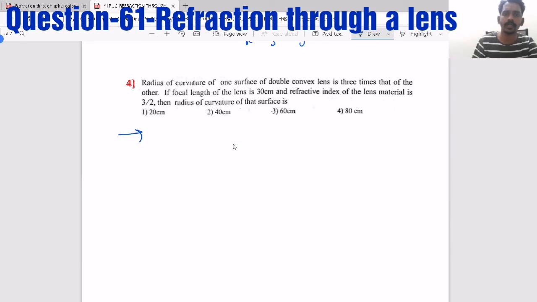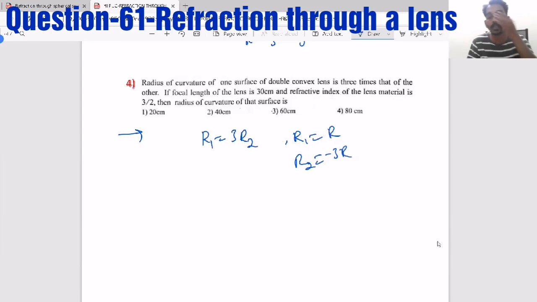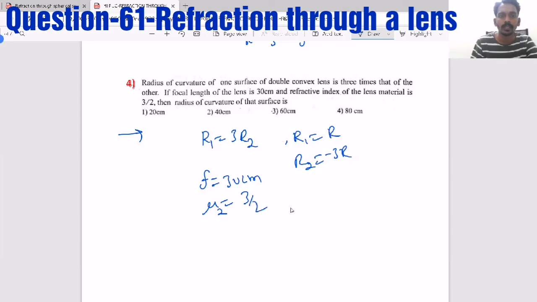Now, the radius of curvature of one surface of a double convex lens is 3 times that of the other. That means R1 is 3 times R2. So let's take R1 as R, then R2 will become minus 3R, because R1 is plus and R2 is minus in the case of a convex lens, as I mentioned. Now the focal length of the lens is 30 centimeter and the refractive index of the lens medium, mu2, is 3 by 2. Then find the radius of curvature. Here they did not mention the medium in which it is placed, so obviously you have to take the air medium.